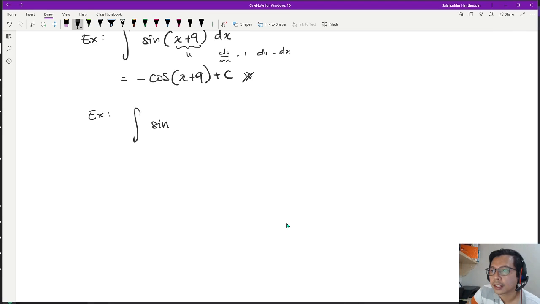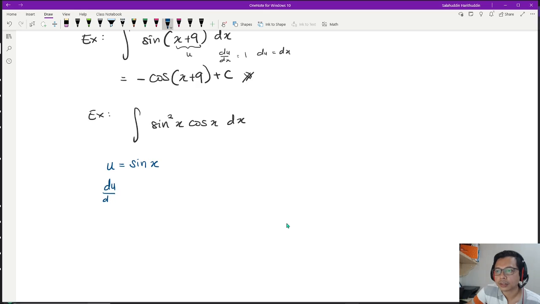Let's try this. Let's say sine x cosine x dx. Well, let me make it harder for you. Let's put a square on the sine there. Okay, so how do you solve this? Again, you need to pick which one you should choose to make your life easier. So let's try. I'm picking sine x as my u. Okay, hopefully I will get something good.